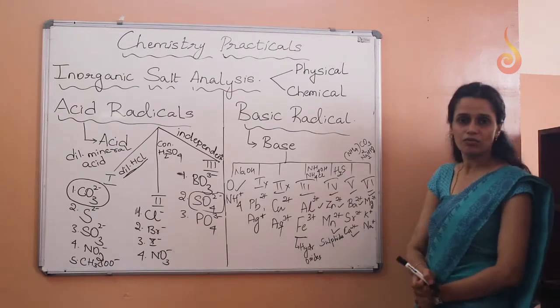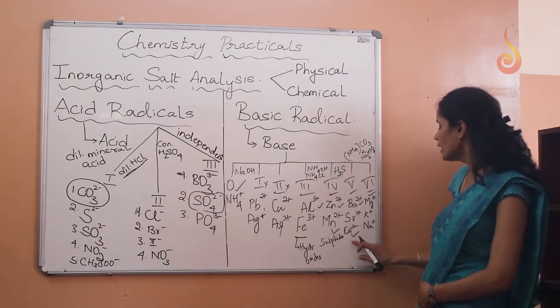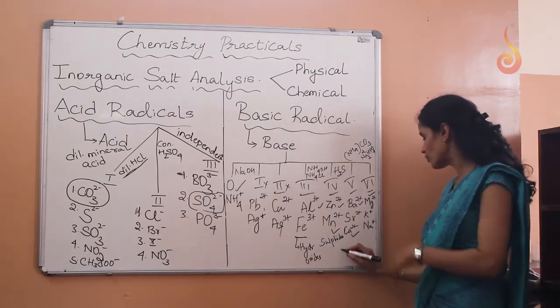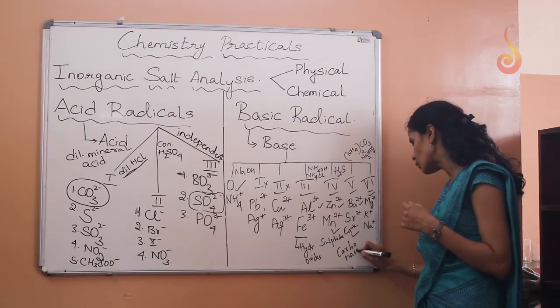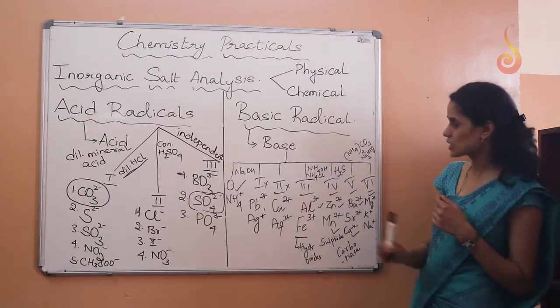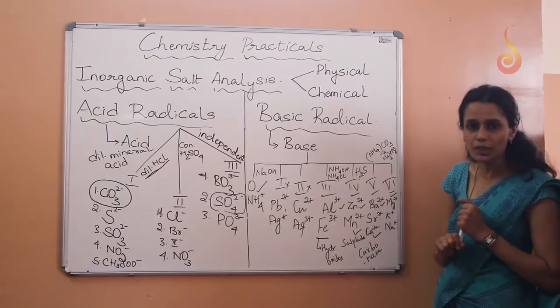So that's why we use hydrogen sulfide. And in the case of the fifth group, the precipitates are nothing but carbonates. They are nothing but carbonates. So that's why we use ammonium carbonate.